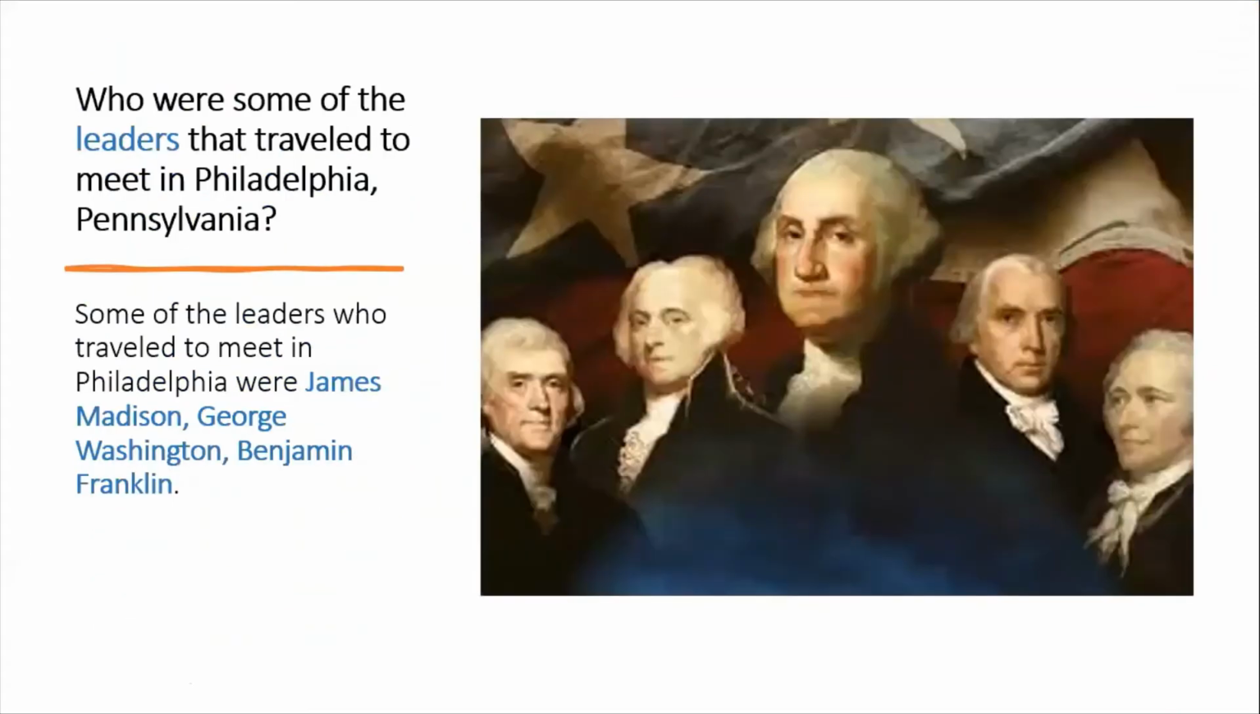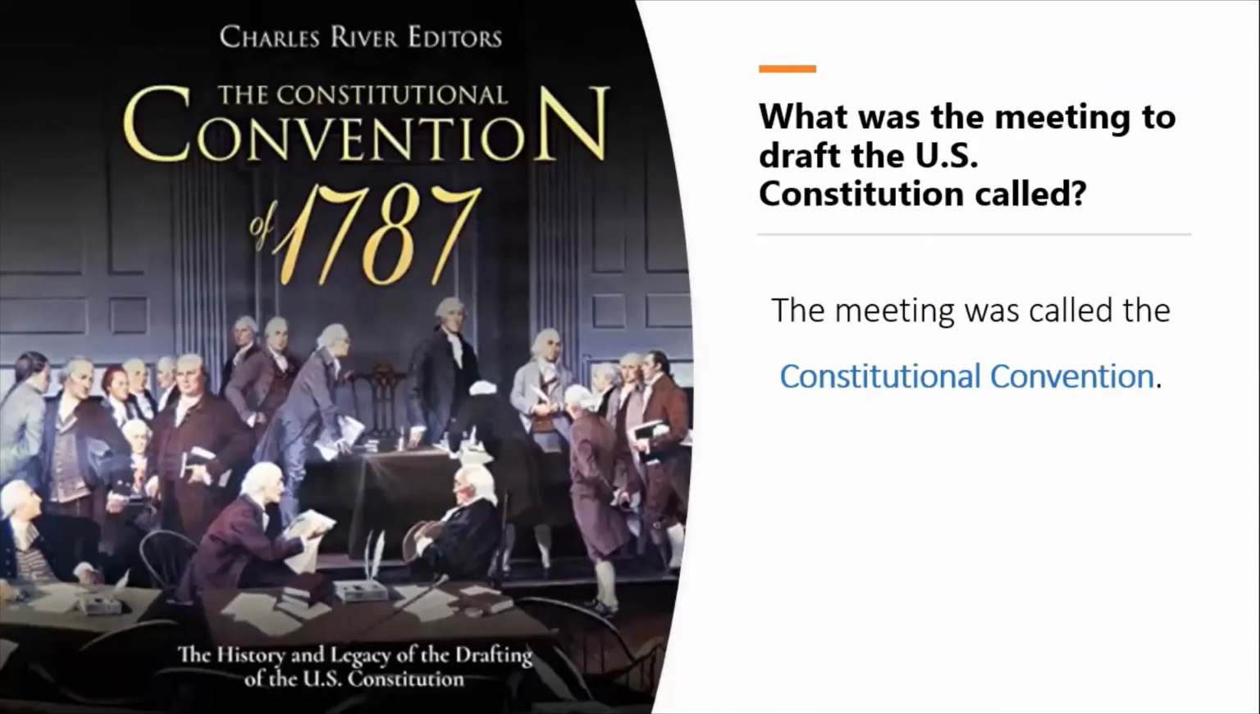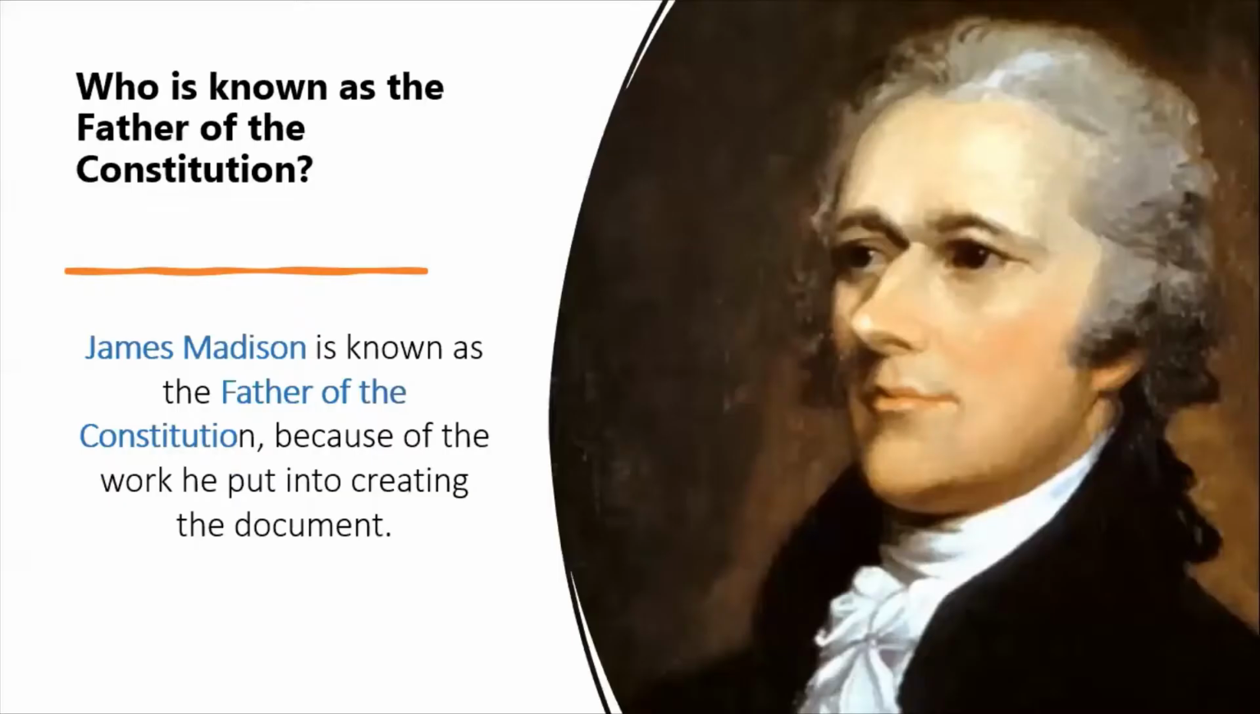Questions. Who were some of the leaders that traveled to meet in Philadelphia, Pennsylvania? James Madison, George Washington, and Benjamin Franklin. Why was the creation of the US Constitution important? The creation of the Constitution was important because it meant that the new country now had a plan for the new American government. What was the meeting to draft the US Constitution called? The meeting was called the Constitutional Convention, and it was held in 1787 in Philadelphia, Pennsylvania, in Independence Hall.